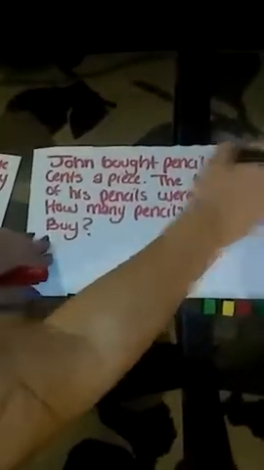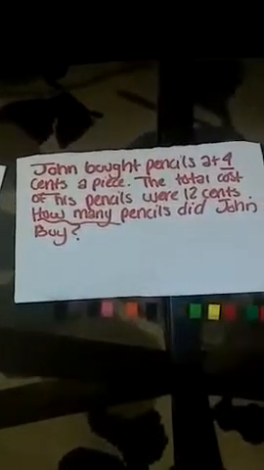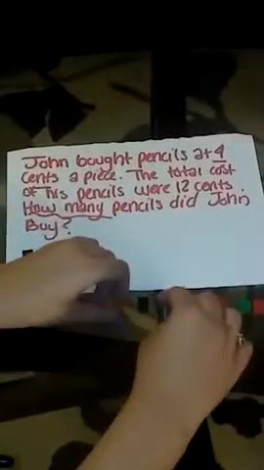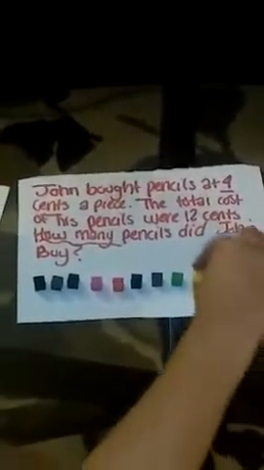John bought pencils at 4 cents apiece. The total cost of his pencils was 12 cents. How many pencils did John buy? So we know that the total cost was 12 cents. So let's go ahead and put 12 color cubes. 1, 2, 3, 4, 5, 6, 7, 8, 9, 10, 11, 12.